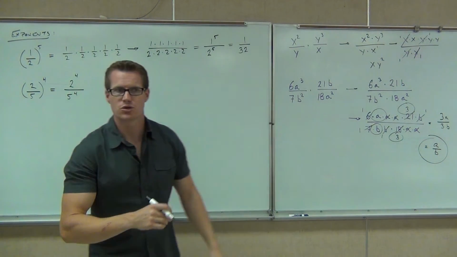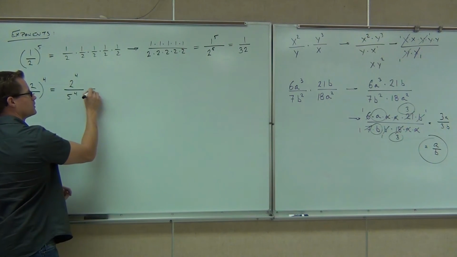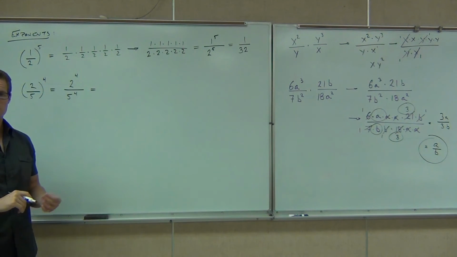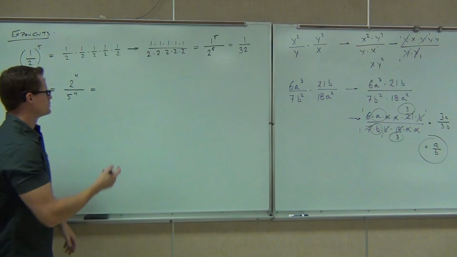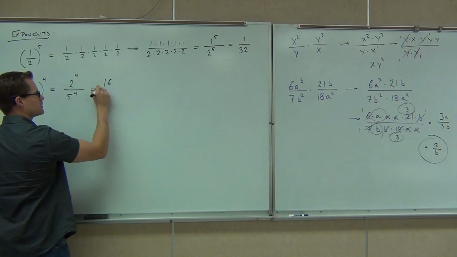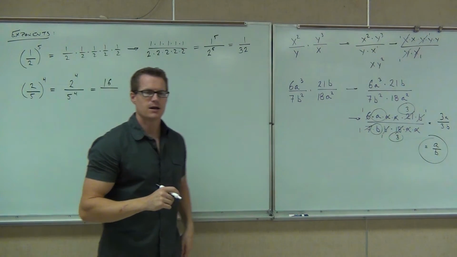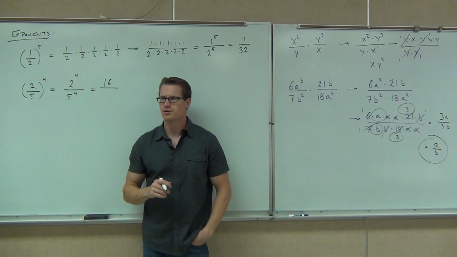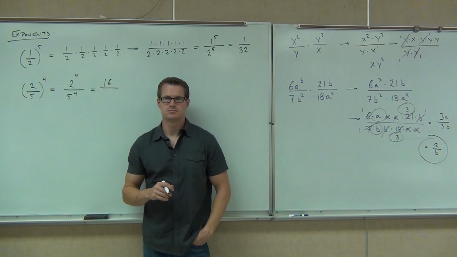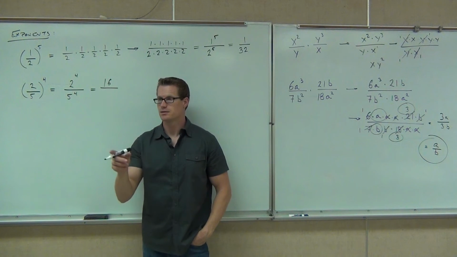How about it? What is 2 to the 4th? Do you know? How much? 16. Yeah. How's she getting 16? 2 times 2 is 4. How about 5 to the 4th? Oh my gosh. Have you figured out 5 to the 4th? What's 5 to the 4th mean? Does it mean 20? No. It means 5 times 5 times 5 times 5. 625.